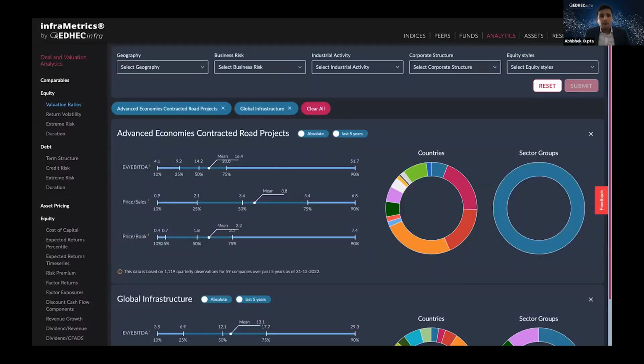Just to demonstrate in infraMetrics, I talked about this data being available. So you can find these valuation ratios, you can find the quartiles and the full time series in the download section. It allows you to select these segments very clearly. So all this data exists today, and that allows you to do this analysis by hand directly.